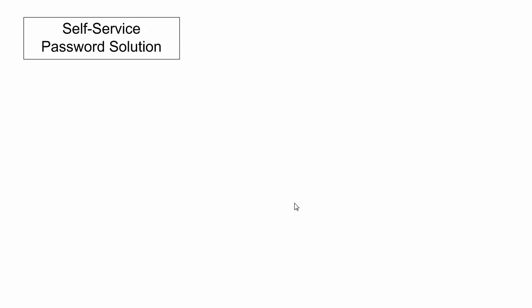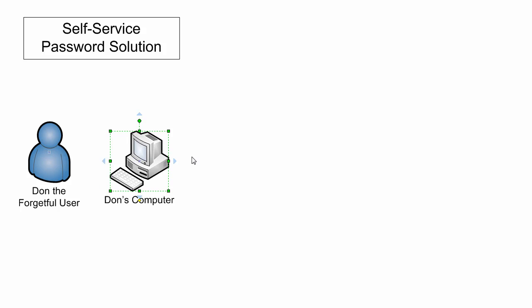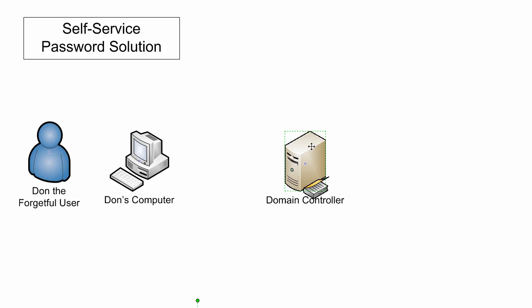If you've read the article that's associated with this video, you probably already know the plight of Don the Forgetful User. In that article I talk about Don, who comes into work one day and tries to log onto his computer and realizes that he's forgotten his password. Now, this can be a bad thing for Don because without that password, Don can't get into the computer. But it can also be a bad thing for the help desk because the only way for Don to get a new password is for Don to call the help desk and the help desk to actually change that password here on the domain controller itself.